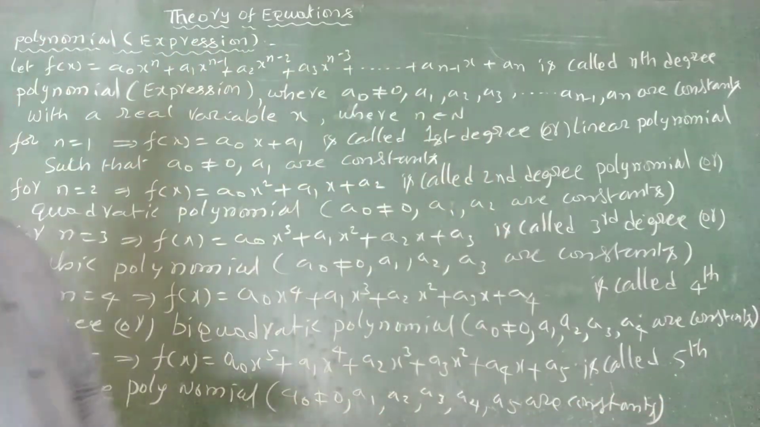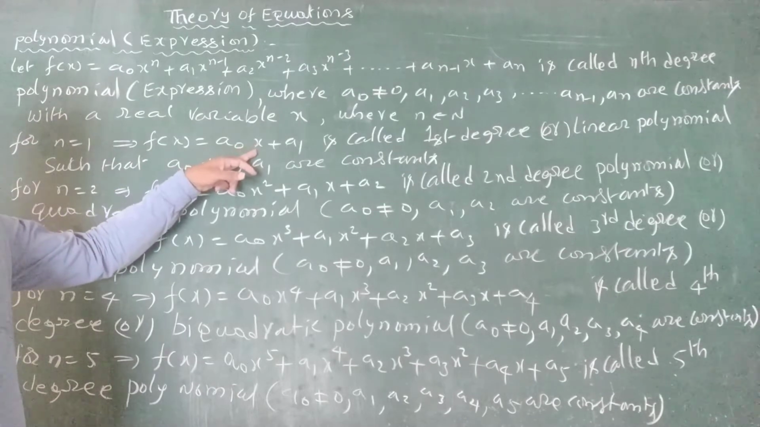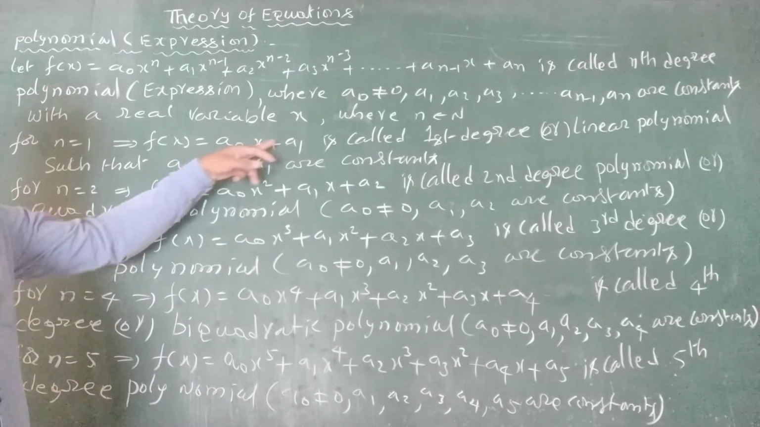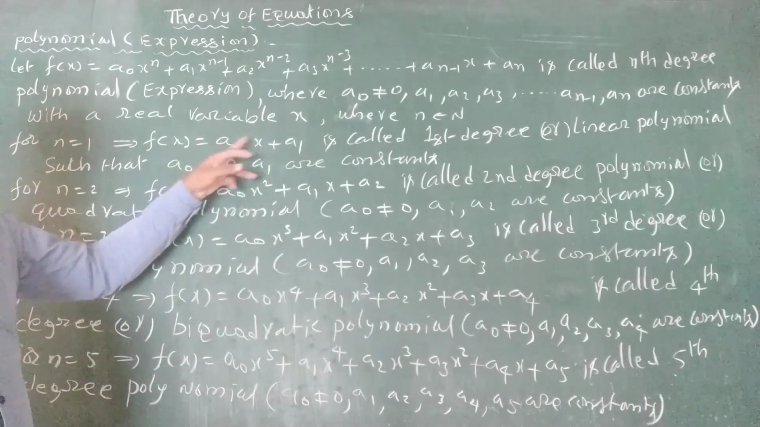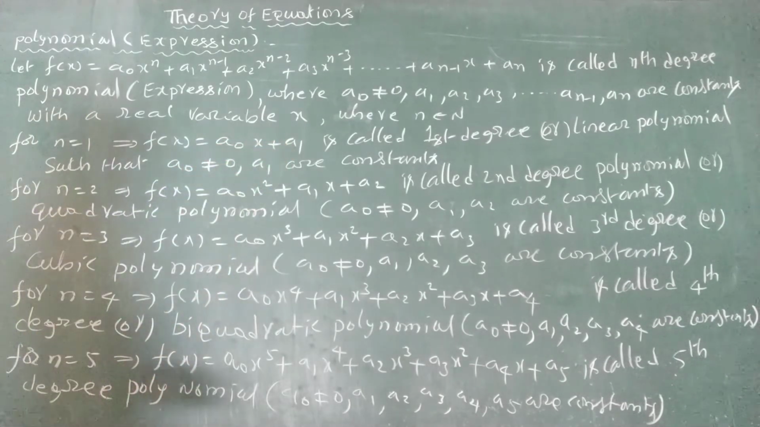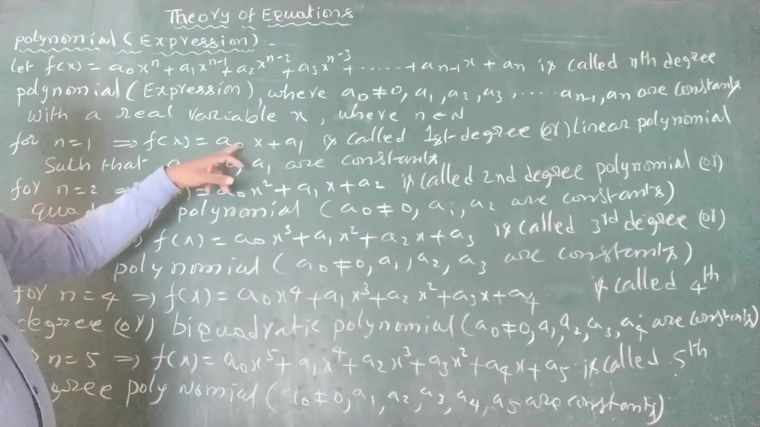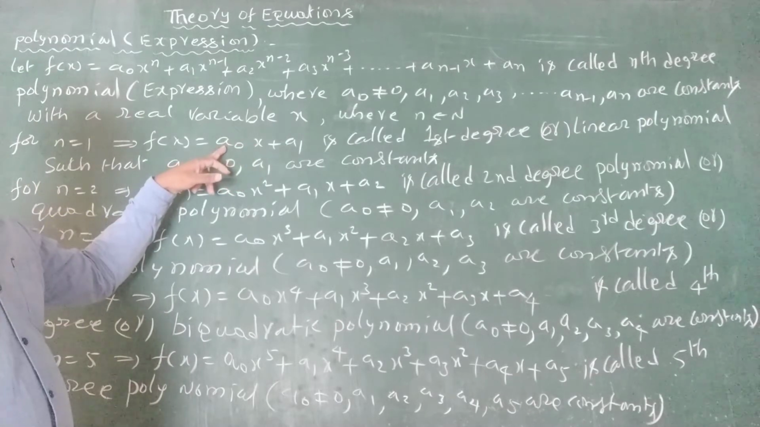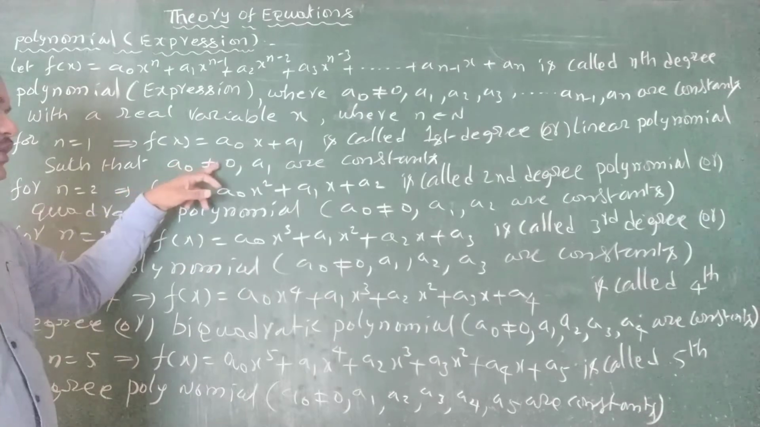That's all. So this is the formation of a polynomial or expression. A linear expression contains one variable and maybe two constants, a1 and a0, which are constants. They may be real numbers or imaginary numbers. If the coefficient of x is 0, it is not a linear polynomial. That's why the coefficient of x is not equal to 0.